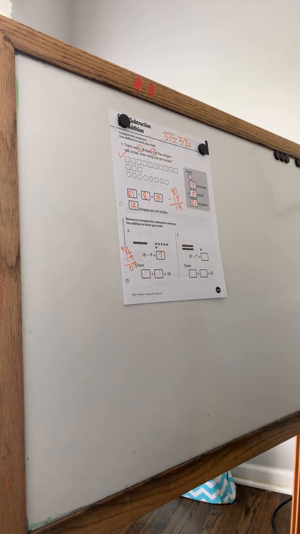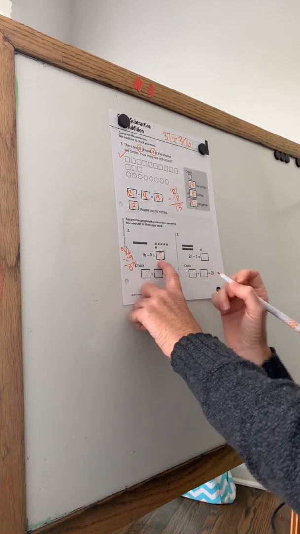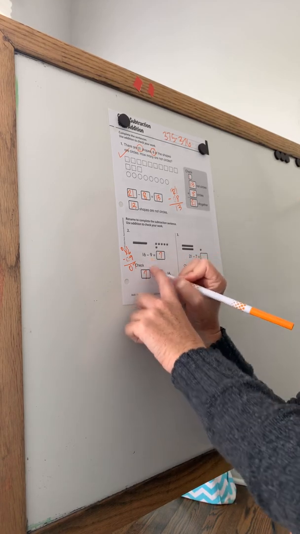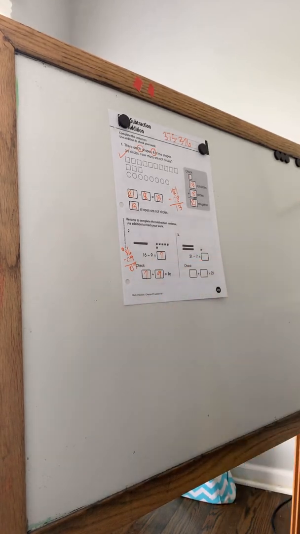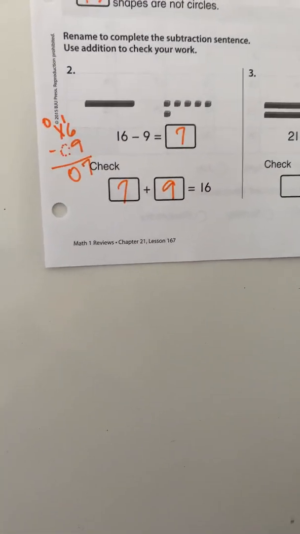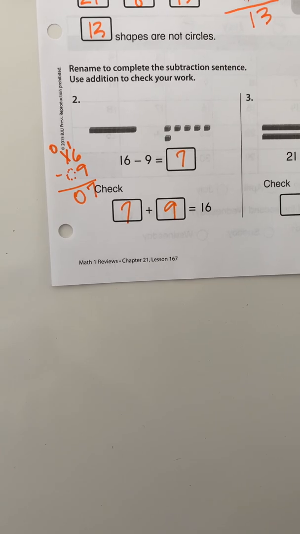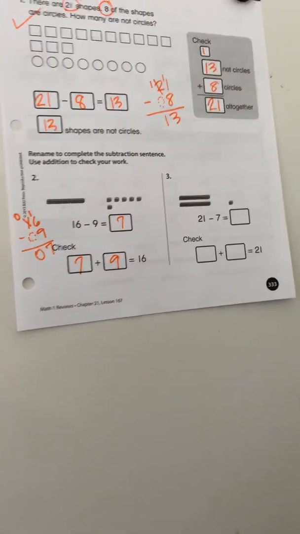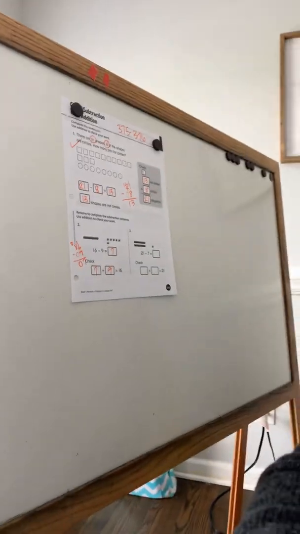Now I'm going to check that. To check, you just kind of work backwards. 7 plus 9 should equal 16. And it does, so that's correct. Okay, and I'll pull that a little bit closer so you can look at it. Okay. All right, our last one, 21 minus 7.